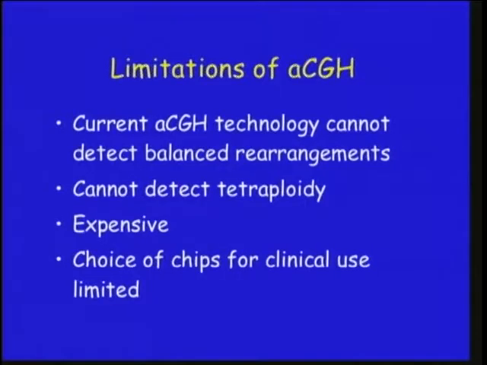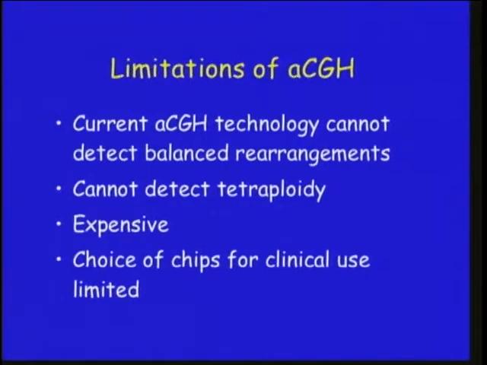There are some limitations to this technique, though. Currently, Array CGH can't detect balanced rearrangements, which is a big disadvantage for us, although Harvey Greisman is going to fix that for us very soon. And this technique also cannot detect tetraploidy. Right now, it's pretty expensive to perform. The chips are very expensive. Hopefully, that will decrease in the future.